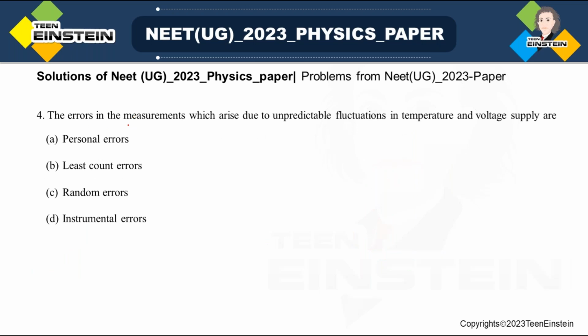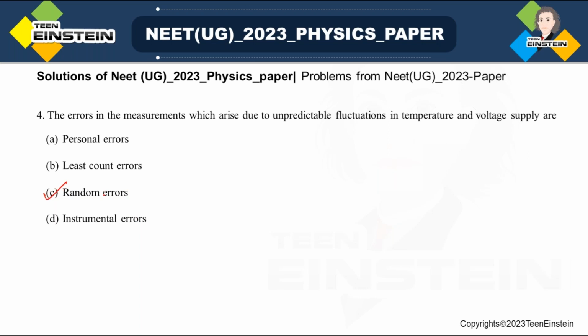The errors in the measurement which arise due to unpredictable fluctuations in temperature and voltage supply are called random errors. So this is random error. Personal error is different, that does not depend on fluctuations, etc., that is inherent with any person. Least count error depends on the instruments. That does not depend on the temperature and voltage fluctuation. Instrumental error, anyway, depends on the instrument.